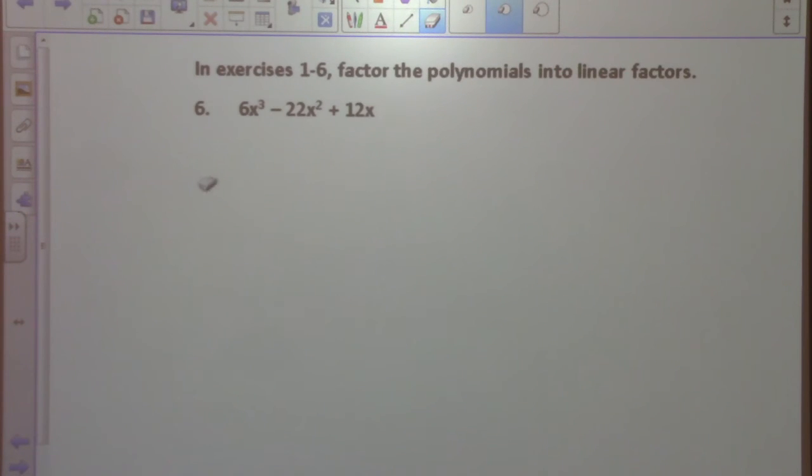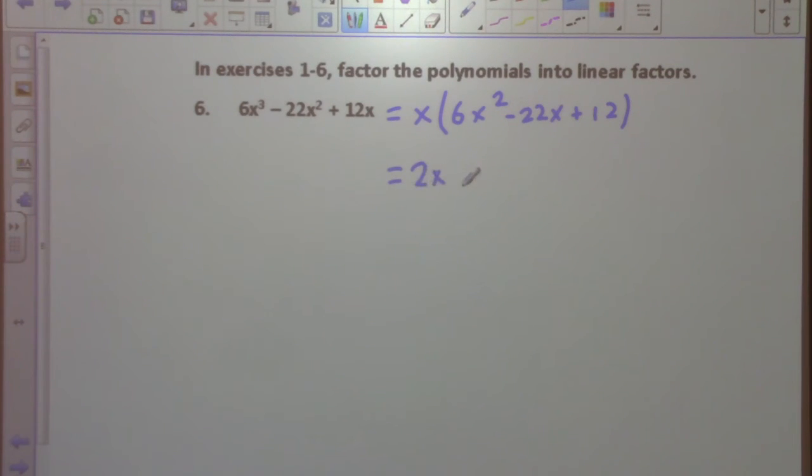Okay, and the next one here. Can you take out 2 also, like 2x? Or just the x? Now, the thing about it is, if you take out just x, you could try that first, but then you'll have 6x squared minus 22x plus 12, right? But you still have a common factor here. What is your other factor possible? 2, right? So 2x times 3x squared minus 11x plus 6. Is that what you meant? Okay, I'm just making sure we take out 2 also.